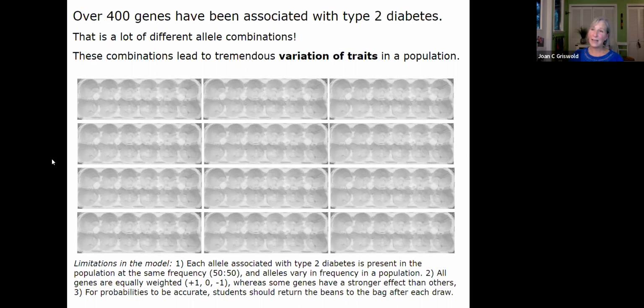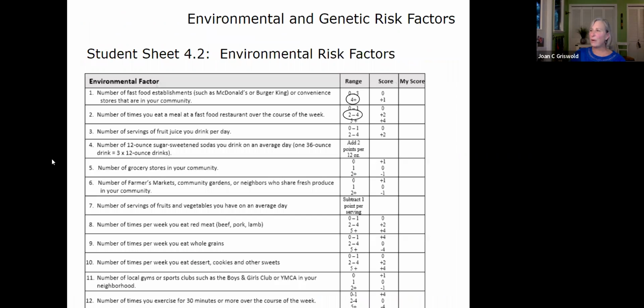So that's the genetic explanation. And now the next thing we're going to do is our environmental simulation. There are a couple of ways to do that. This is the old-fashioned pen and paper one that's in the curriculum that students need a little help with. You read the first line, number of fast food establishments in your community, meaning within, I think, a half a mile of your house, we decided. I'm in the middle of Bellevue, so I've got lots. I've got more than 4 near my house, so I would have a +1 score after circling a 4.